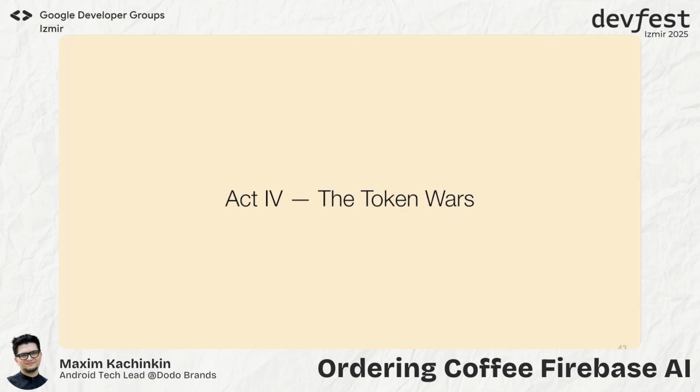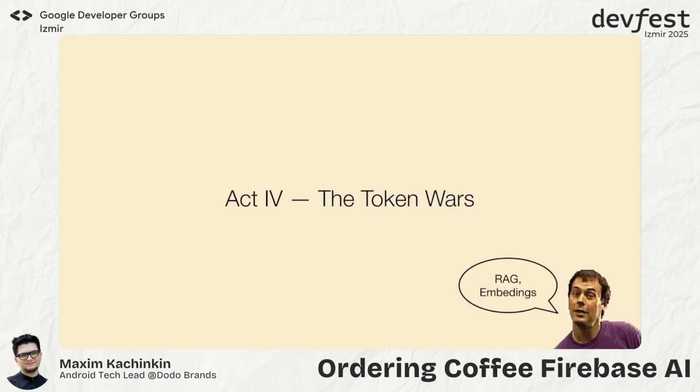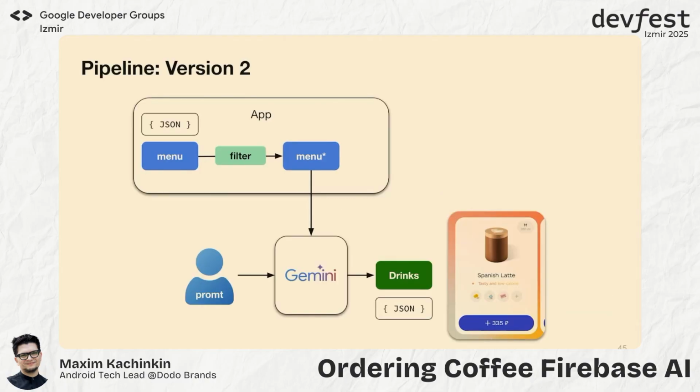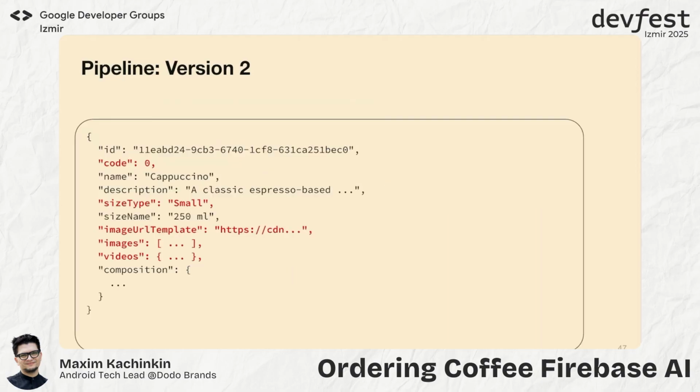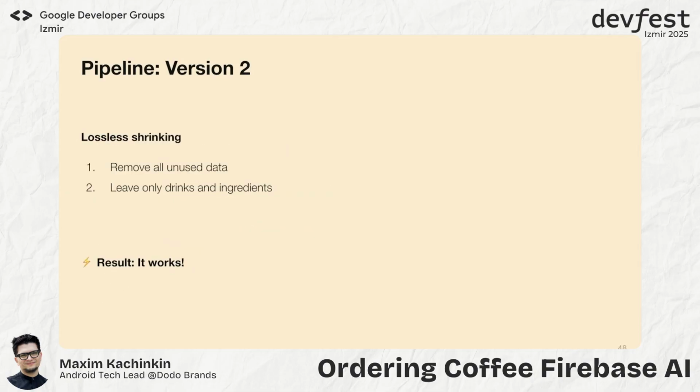So to move forward, we need to fight for tokens. We need to shrink our context, and maybe some of you already think about words like RAG, embeddings, but hold on, I will get to it later. The first obvious step is just to filter out all unnecessary data. I call it just filter. Let's filter out all links, images, videos, all the things you don't need. And voila, it worked for us at the moment, and we spent 200,000 tokens for each scenario.